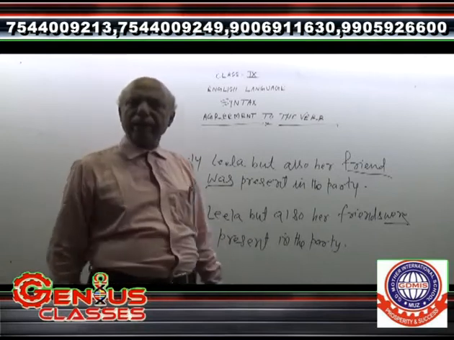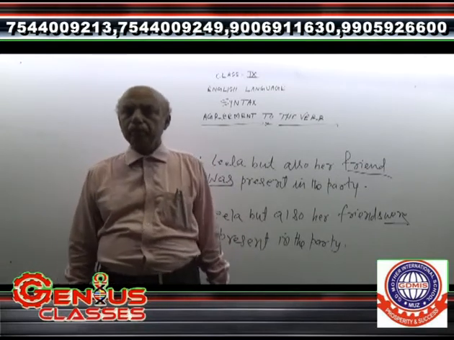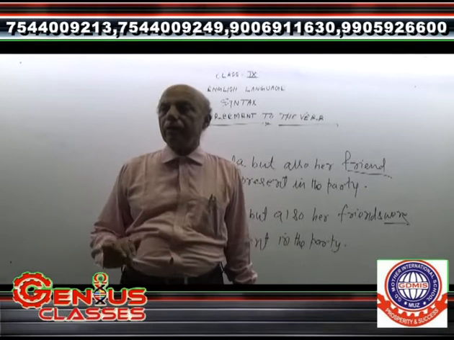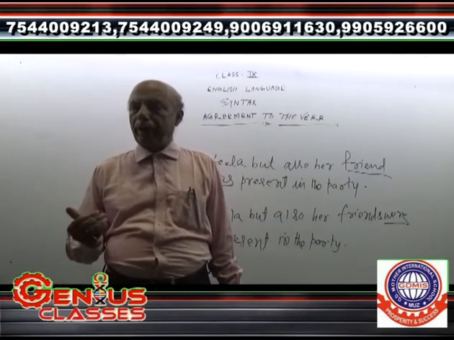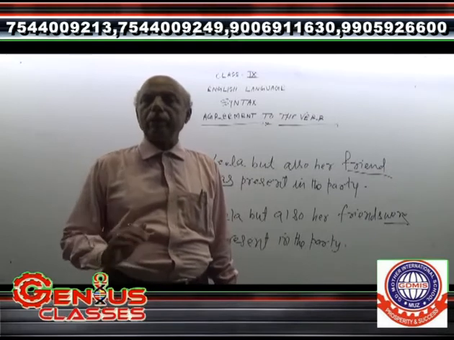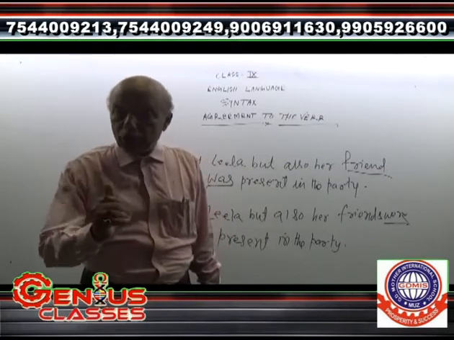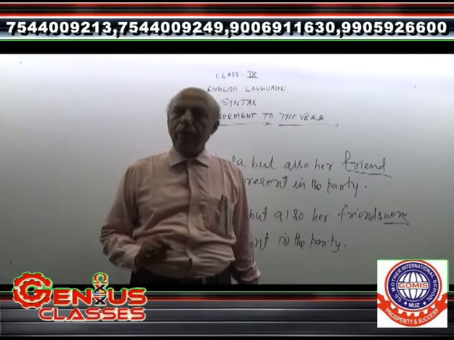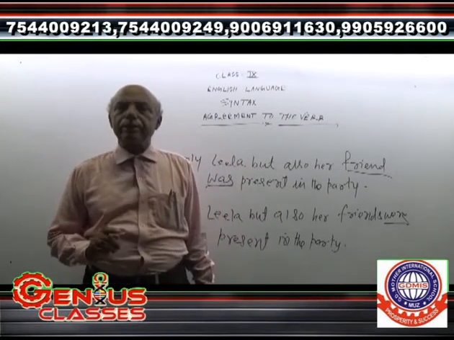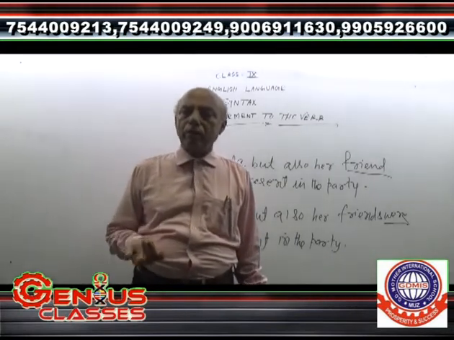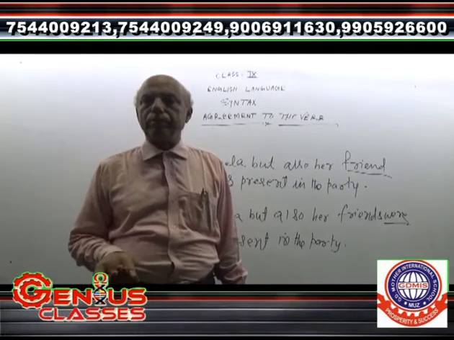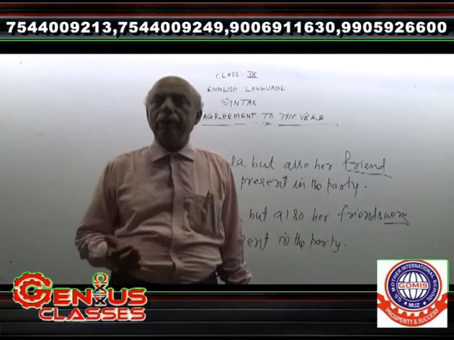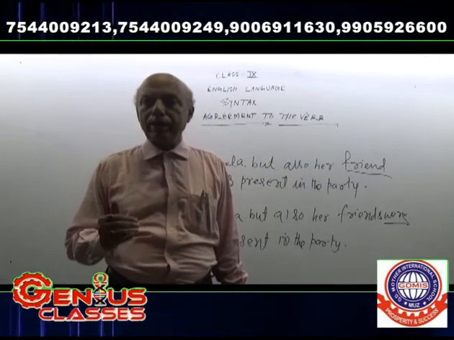Next, in any sentence that begins with either or, neither nor, the verb is used as per the subject that comes after or and nor. Again I am reading. Any sentence that begins with neither nor, either or, the verb is used according to the subject that comes after or and nor.